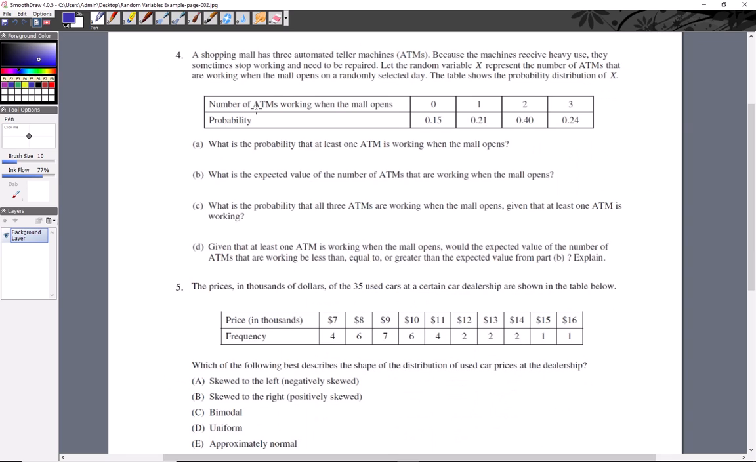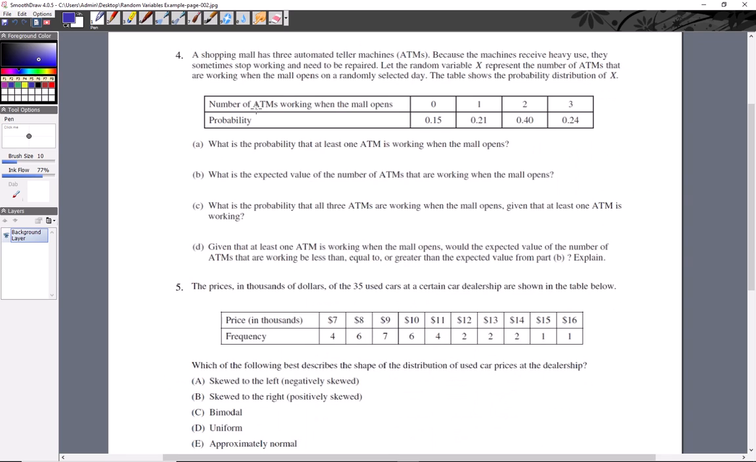All right, so question number 4 is probably going to be the toughest one that we have here. Not all of it. So when you get a multi-part question like this in FRQ, which, by the way, is all that this year's test is going to be, we just need to get as many points as we can. So we have a shopping mall that has 3 automated teller machines. Because the machines receive heavy use, they sometimes stop working and need to be repaired.